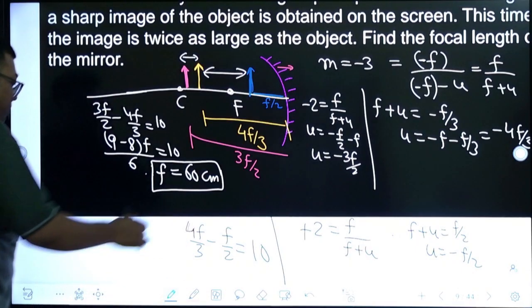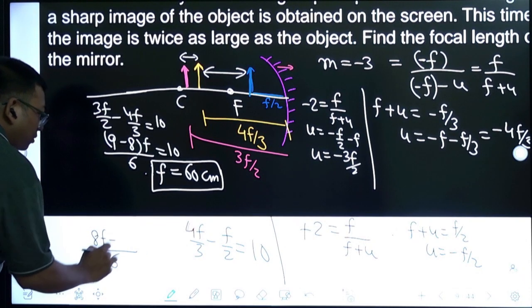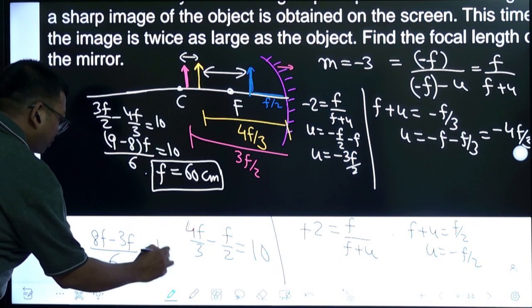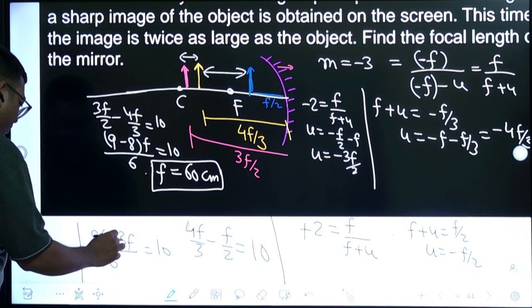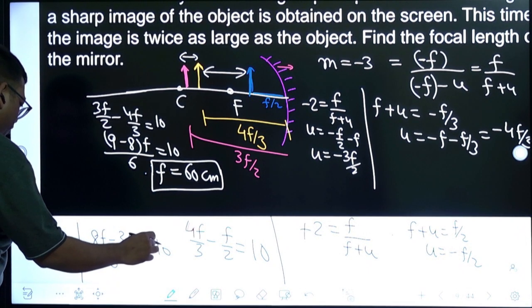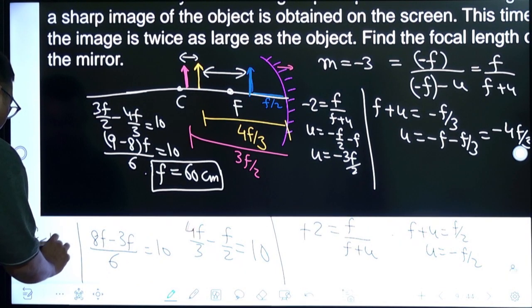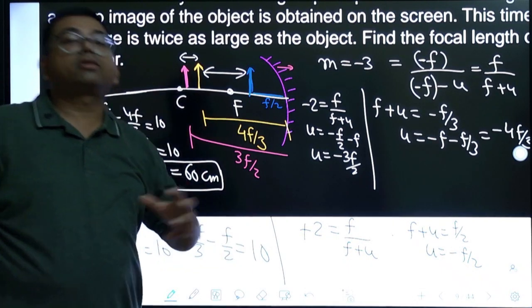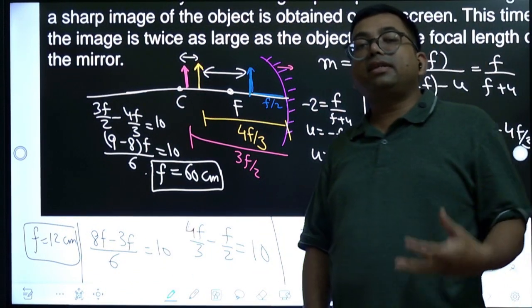Calculate another possible answer from here. So 6, 4 into 2, 8f minus 3f, right, is equal to 10. So from here, what will be f? So 5f will come, correct? 5 into 2, 12 will come. So f can be 12 centimeter also. So there are two possible answers for this question. Are you getting this? Yes? Are you understanding this question?